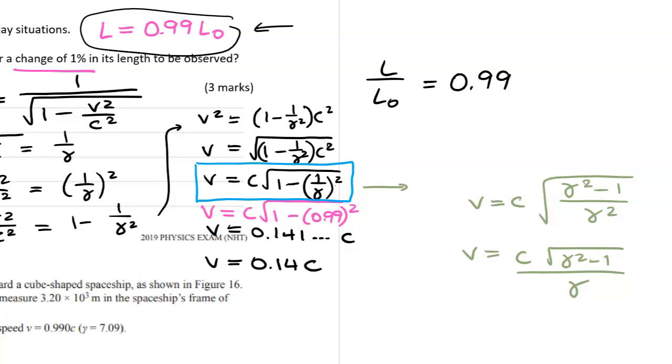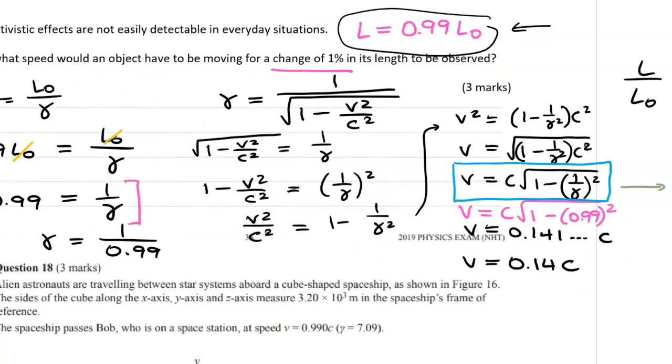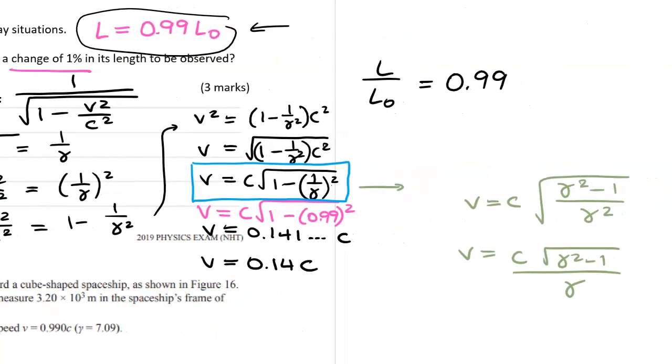Remember, when we talk about doing square roots in physics, I always mention we should think about the positive or negative, but for this we're just interested in the speed, not the direction. So these are other rearrangements that could work. The one that I had in the blue box was most useful here because I already had a value of 1 over gamma was 0.99.